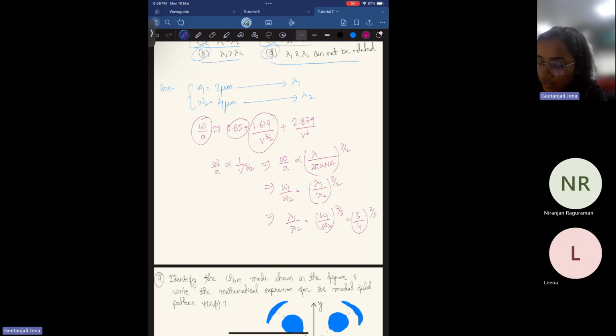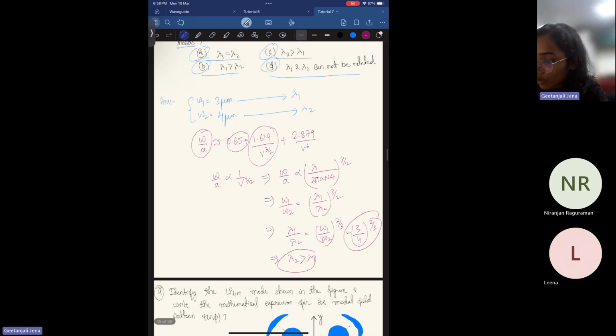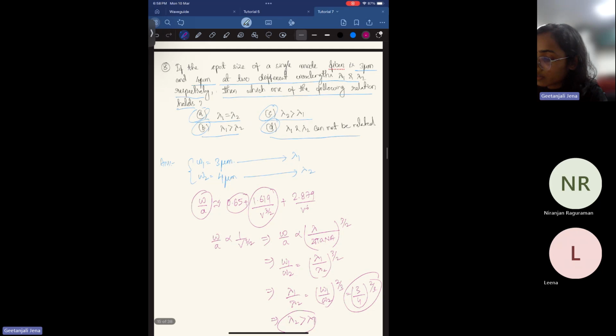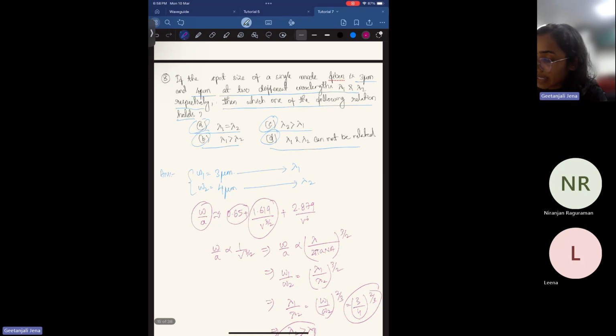Here you can see the value of lambda 2. It is greater than the value of lambda 1. So if you calculate it, lambda 2 will come out greater than lambda 1. So it also depends on the operating wavelength of the guiding mode. It's not like they are not related. So we have option C: lambda 2 is greater than lambda 1.